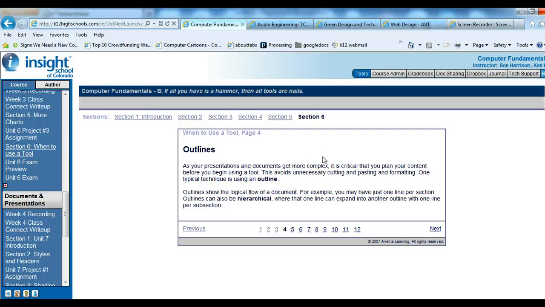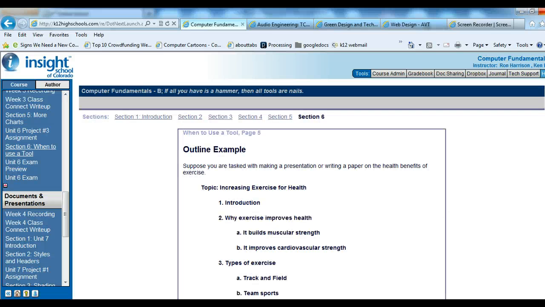Outline. An outline is really a good tool to use for complex presentations and documents. That's one great technique, because an outline shows you the flow of your document. It shows you the flow of your work. You have one line per section, and you make it hierarchical, meaning it starts with the biggest ideas and breaks it down into smaller ideas. So an outline is a really good way to work on complex ideas.